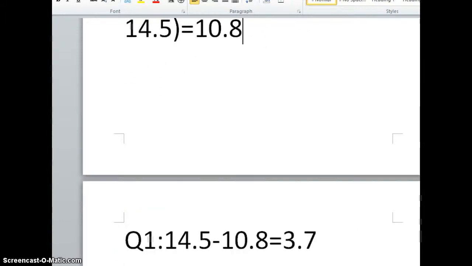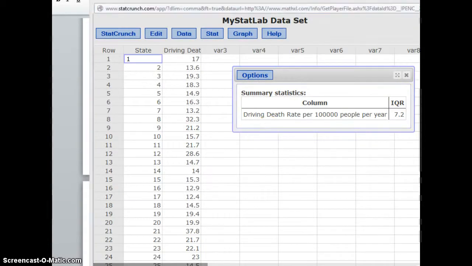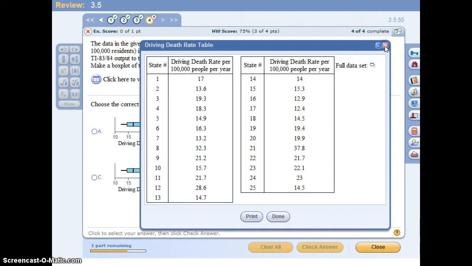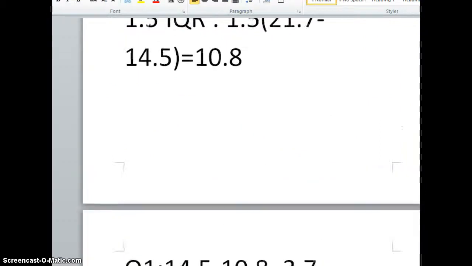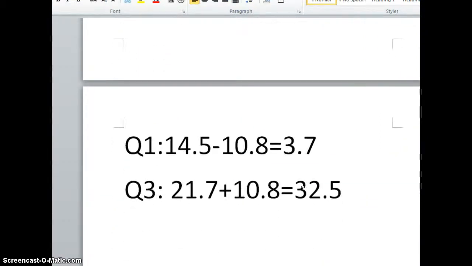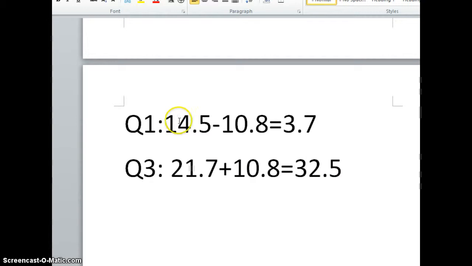And back to the question, our Q1 is 14.5, Q3 is 21.7. So if we calculate the interval, it'll be Q1 minus 1.5 IQR, which is 3.7, and Q3 plus 1.5 IQR, which is 32.5. So any numbers that go beyond 3.7 and 32.5 would be an outlier.